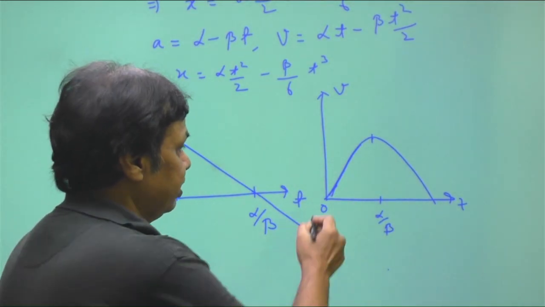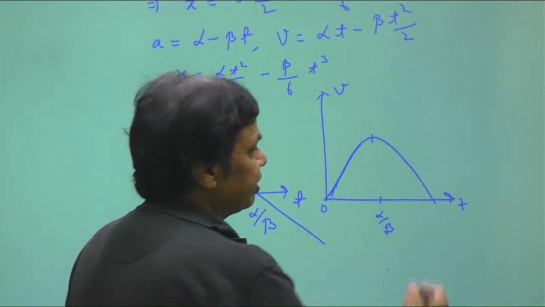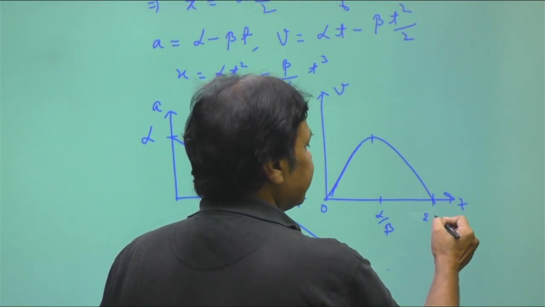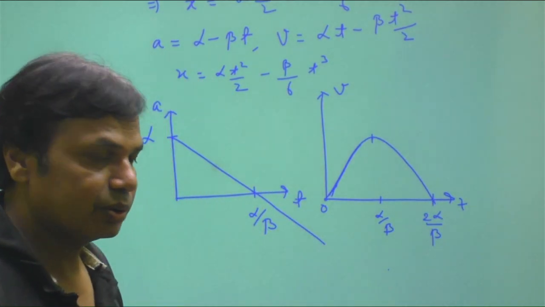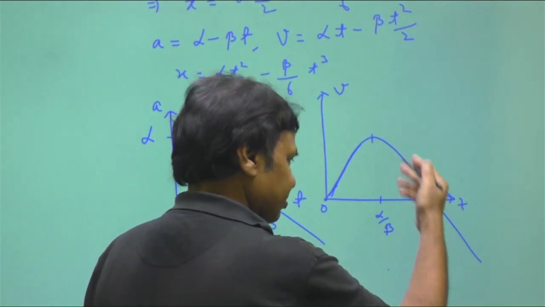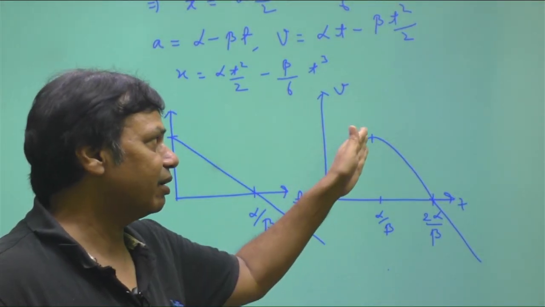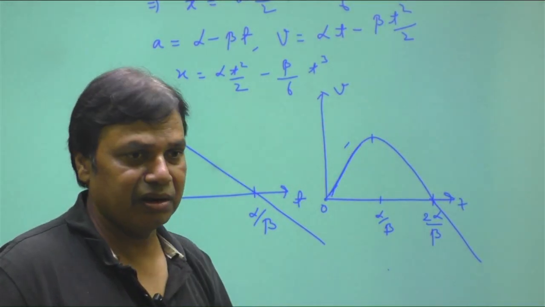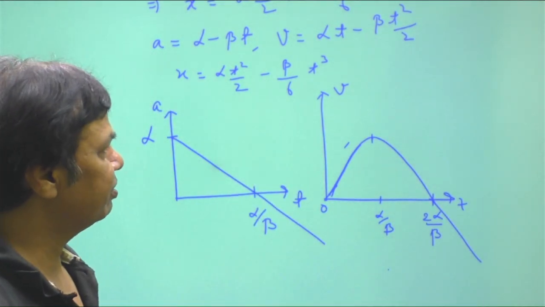So the curve will be like this, and we know that this is a parabola. From here to here the distance is alpha by beta. Then that means at this moment the time is going to be 2 alpha by beta. No problem in finding that. I have started the motion at t equals 0, so I have taken the graph from here, and you can go further down, and this is it.